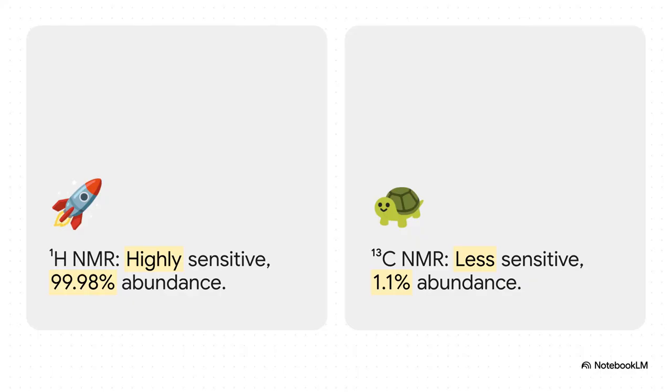Let's do a quick comparison of the 2 most common isotopes we analyze, because they behave very differently. Hydrogen-1 is basically our rocket ship. It's highly sensitive, incredibly fast, and has a massive natural abundance of 99.98%, meaning it gives us these booming, strong peaks. Carbon-13, on the other hand, is kind of the turtle of the group. It has a natural abundance of just 1.1%, so it's much less sensitive and gives us way weaker peaks over a wider range. To even make carbon-13 spectra readable, we have to use a cool technique called decoupling. By applying continuous radio frequency irradiation to the hydrogen nuclei, we erase the spin-spin coupling effects. This simplifies all those complex, weak signals into single, sharp lines that we can easily read.